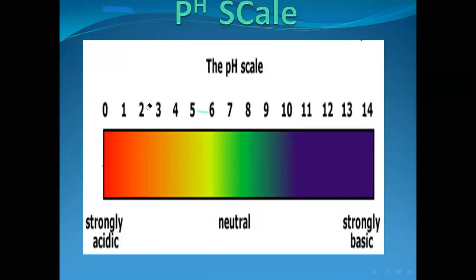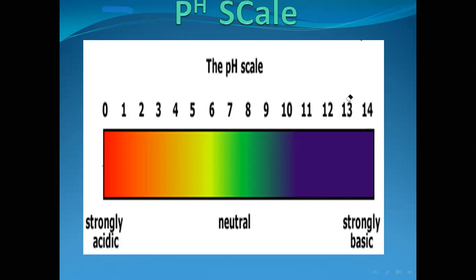So in the pH scale, you start from 0 to 14. Less than 7, this is acid. 7 exactly, this is neutral solution. More than 7, alkaline solution. The lower the pH, the more acidic the solution. The higher the pH, the more alkaline the solution.